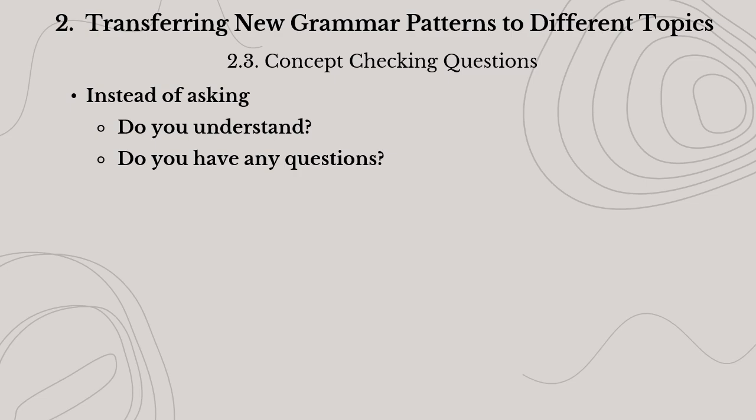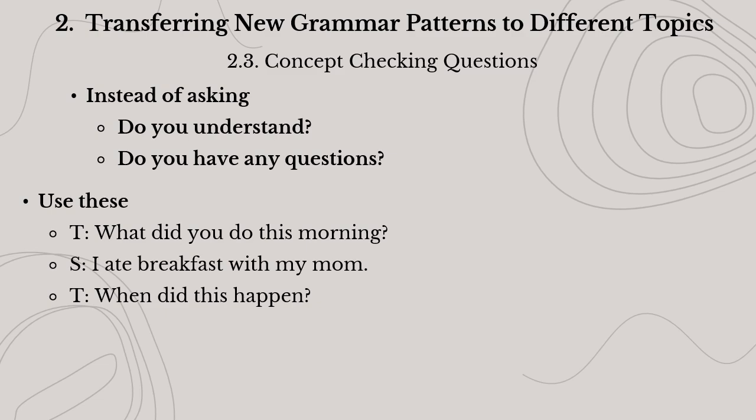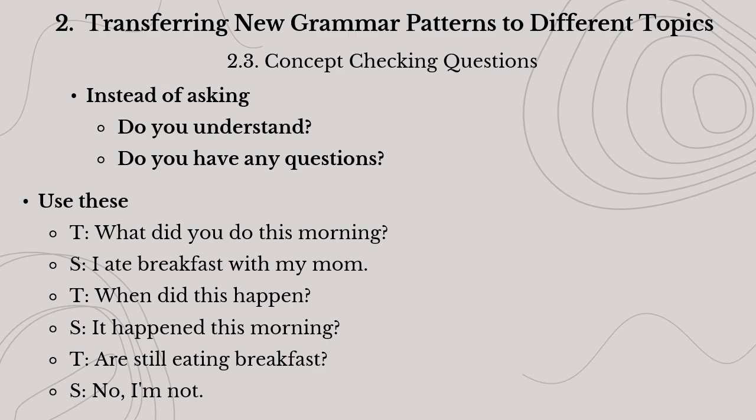Let's just say that you teach the use of the past simple tense today, something that finished in the past. After finishing that grammar point, ask students if they understand that use. For example, you can start asking questions such as, what did you do this morning? So students may say, well, I ate breakfast with my mom. When did it happen? It happened this morning. Are you still eating breakfast now? Students may say, well, no, I'm not. So here, this shows that they actually understood that the past simple tense already finished in the past and it's no longer true today at this moment.